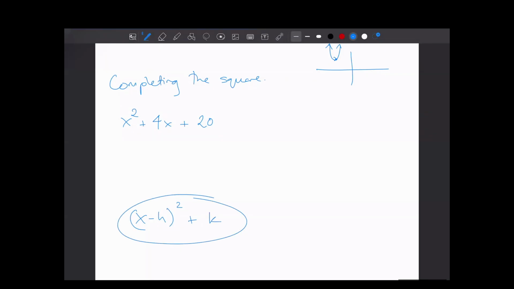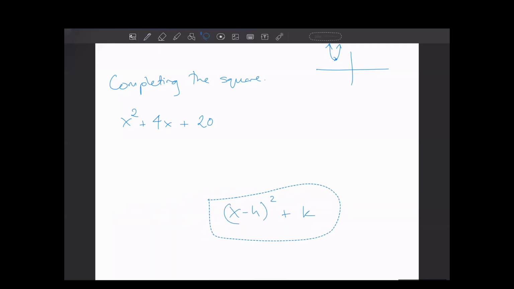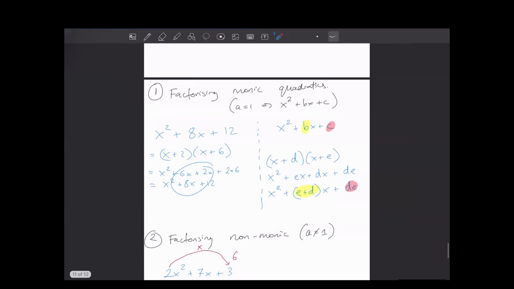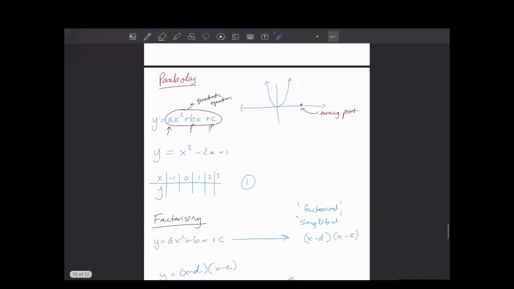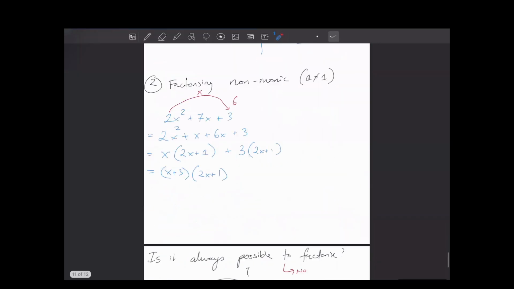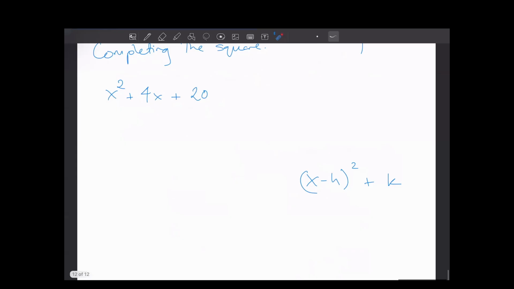Have you seen this before, maybe? I don't think so. That's okay. So this is a different format. Just like we had the general form, that's sometimes called this, and we had the factorized form, that's sometimes called this. This one is sometimes called turning point form, and I'll explain why.